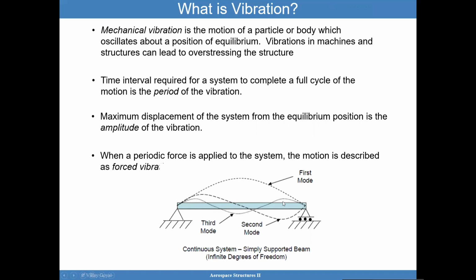So it is important to understand that the maximum displacement of the system from the equilibrium position is the amplitude of vibration. So this is the equilibrium position, and this is the maximum displacement of the system from the equilibrium position, and we call this the amplitude of the vibration. I also want to point out that when a periodic force is applied to the system, and I'll discuss this a little bit later, you're actually pulsating.